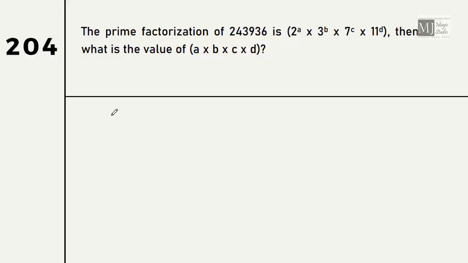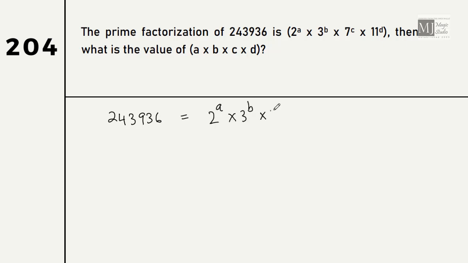The prime factorization of 243936 is 2 to the power A into 3 to the power B into 7 to the power C into 11 to the power D. Now they have given us all the prime factors with which this number is divisible. So quickly we can find how many times it's divisible by 11. Let's start with 11. So 22176 times.